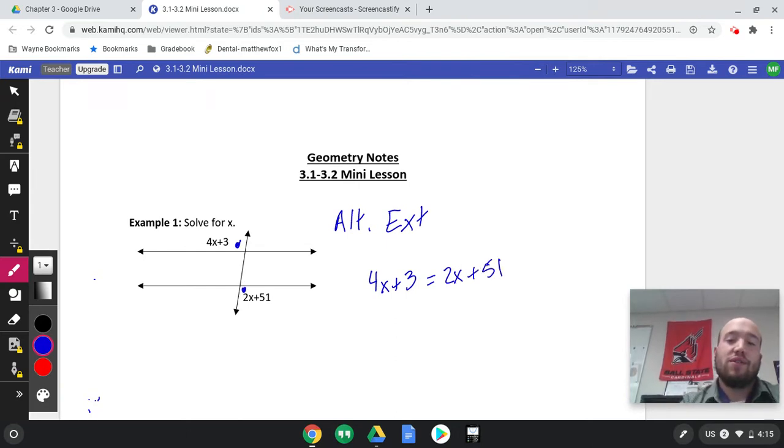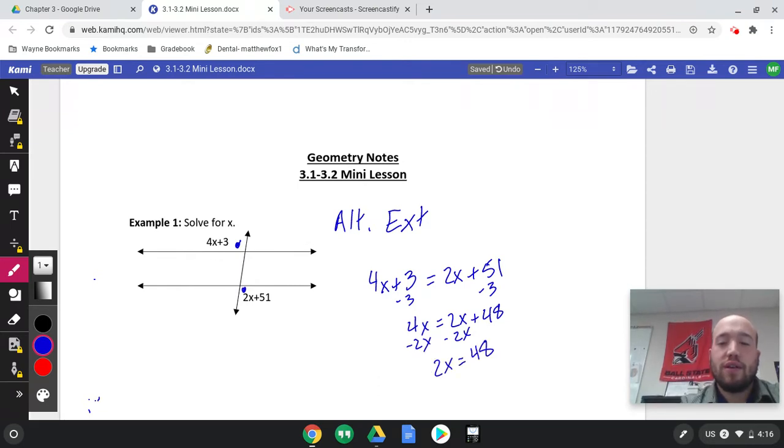Okay, now we're going to solve this. So subtract the 3. And then subtract 2x. We get 2x equals 48. And we know then that x equals 24.